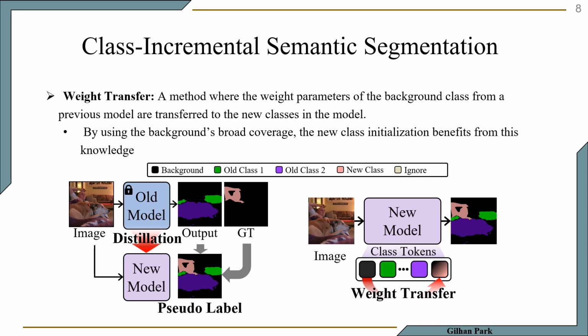Another method is weight transfer. Weight transfer leverages the broad coverage of the background class from the previously trained model. The primary idea is to transfer the background weight parameters from the previous model and use them as the initialization weights for new class tokens in the updated model. The background class generally captures diverse objects, making it a useful foundation when introducing new classes.